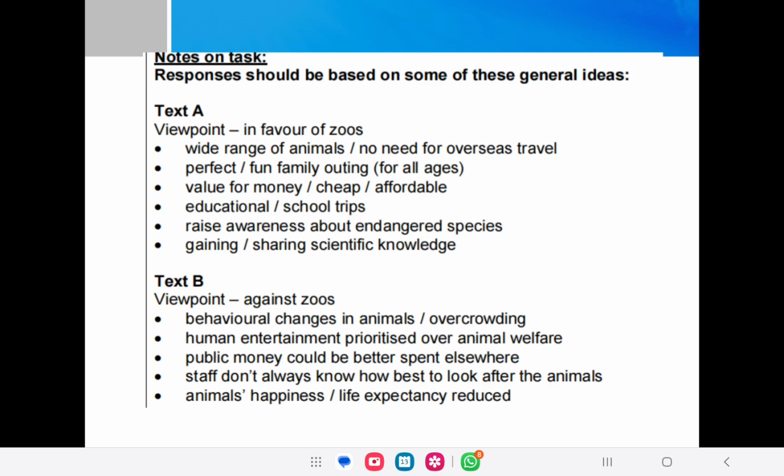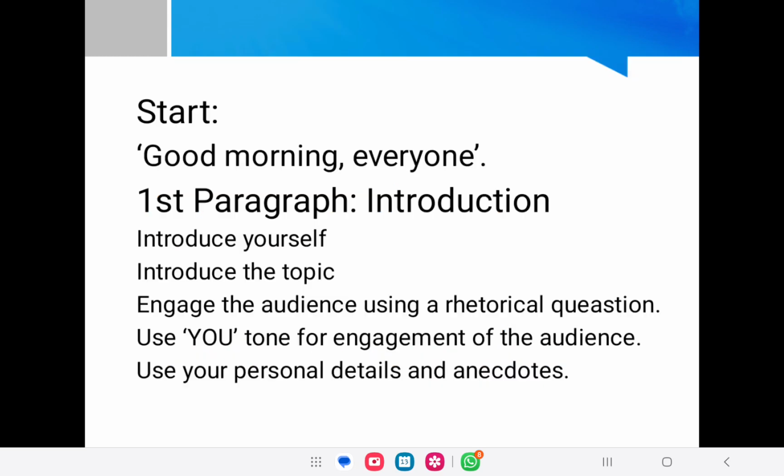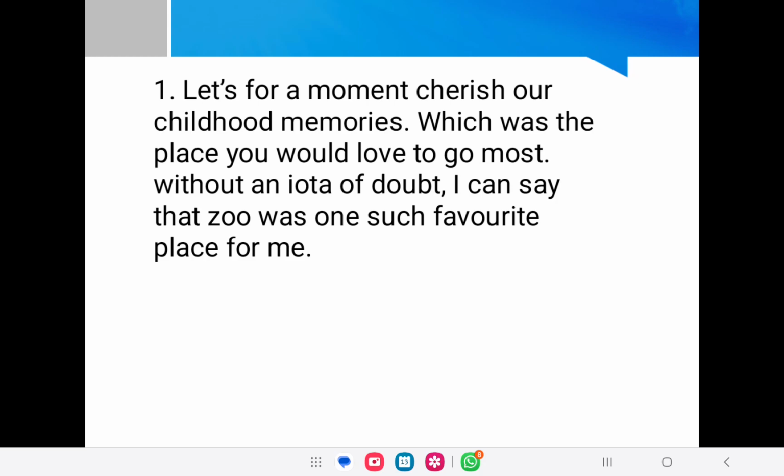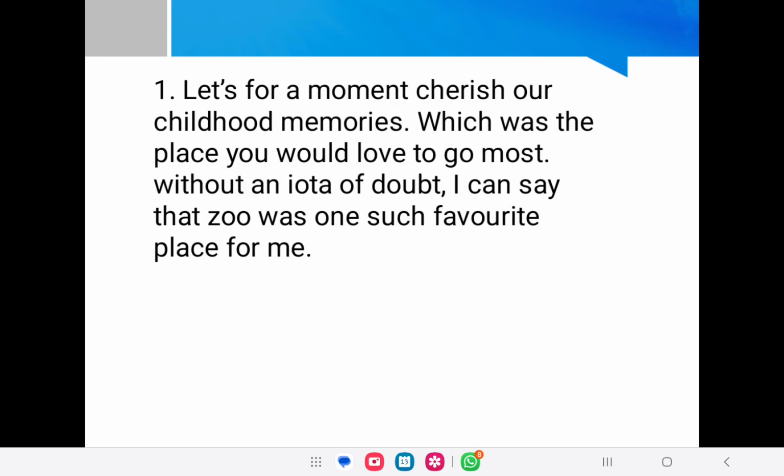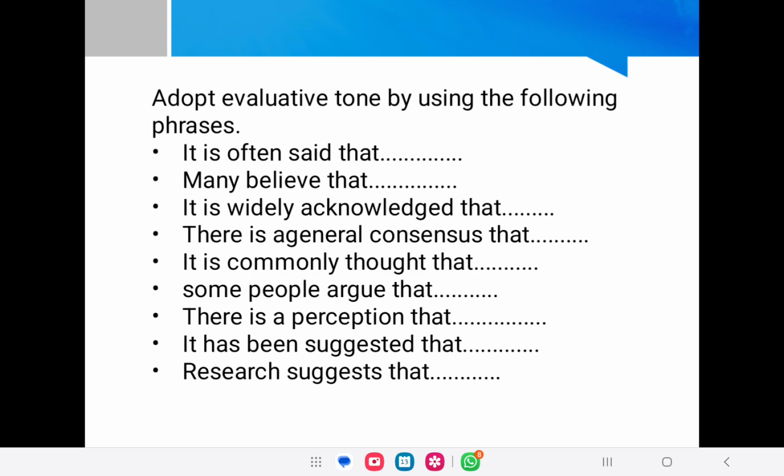If they are not there, that means if you just talk about text A, you are going to get 4 or 5 marks out of 10 in your content. So you have to discuss both sides, text A and text B both, but with your own opinion. If you are in favor, you are going to start it like this. If you are against the zoos, you are going to start it like this.